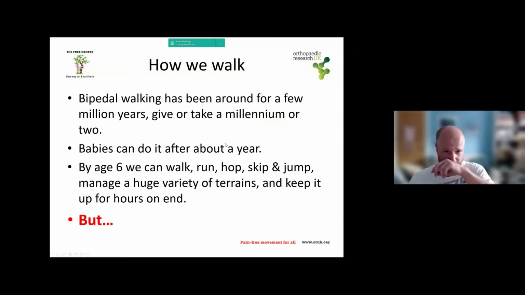We're also incredibly good at it. It takes a baby around about a year to walk, and by around age 6 to 8, we walk like adults. We can run, hop, skip, jump, we can climb up and down things, we can go over just about any terrain, and we can do it for ages. We can walk and walk and walk.